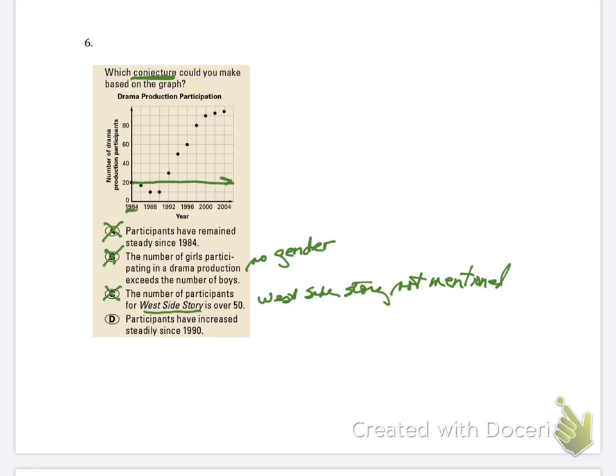But now look at the last one. Participants have increased steadily since 1990. Okay, where's 1990? About here. And is that true? Has it continued to go up? And I would say that's a yes. So this is a yes. So that's what you can say. You can only say this, nothing else.